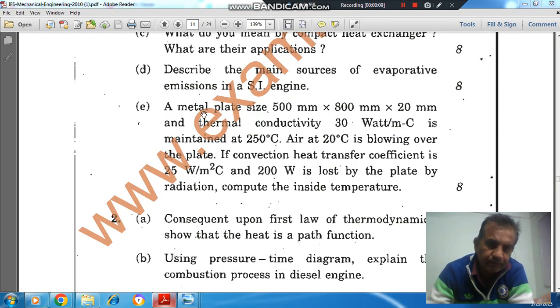Question number 1: a metal plate of size 500 mm by 800 mm by 20 mm and thermal conductivity of 30 watt per meter per degree Celsius is maintained at 250 degree Celsius. Air at 20 degree Celsius is blowing over the plate. The convection heat transfer coefficient is 25 watt per meter square per degree Celsius, and 200 watt is lost by the plate by radiation. Compute the inside temperature.